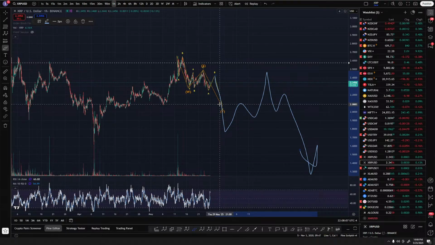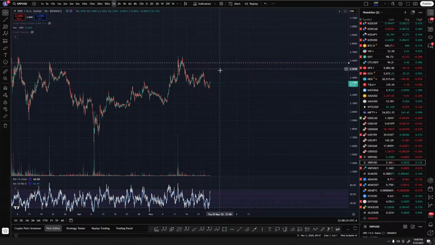But because we're looking for 5 waves on BTC, I'm wondering if this is a 1, 2, 1, 2, 1, 2 setting up for a day coming this next week where we get a pretty decent move to the downside.